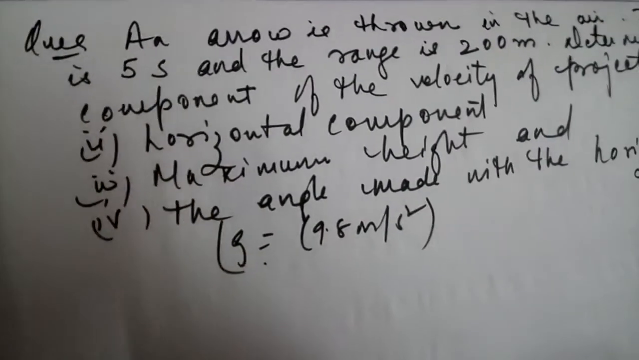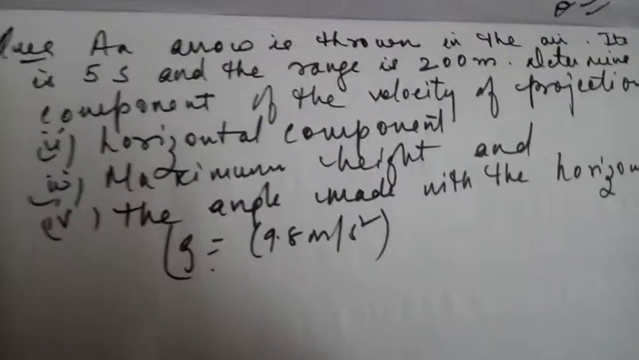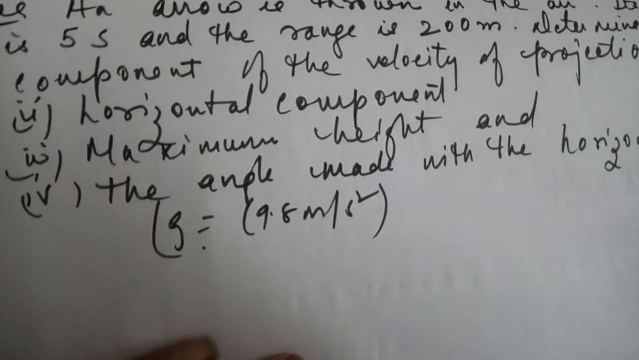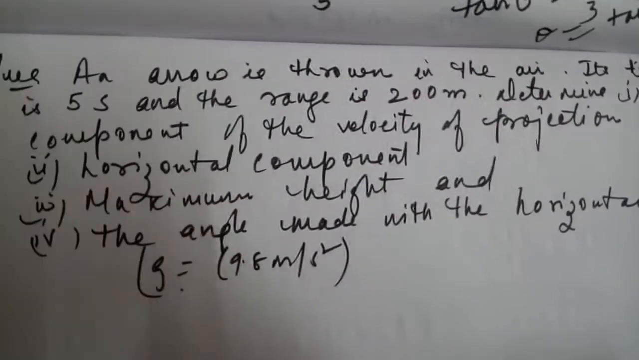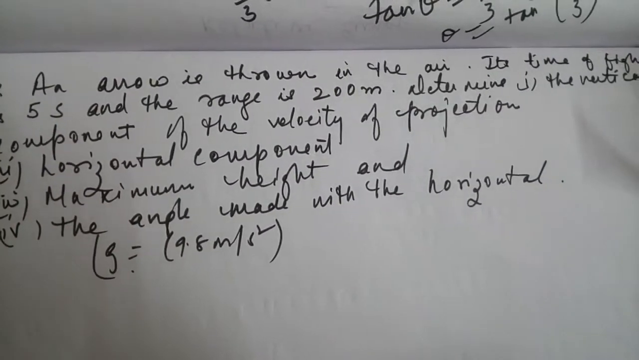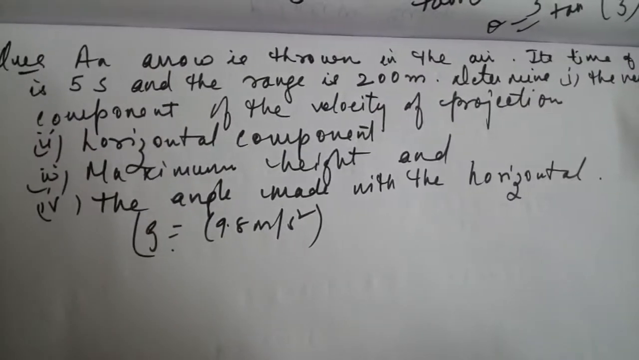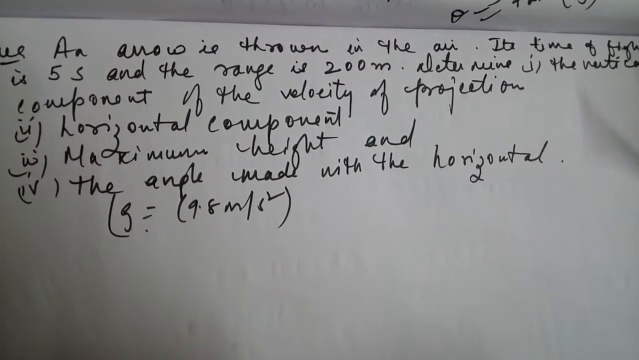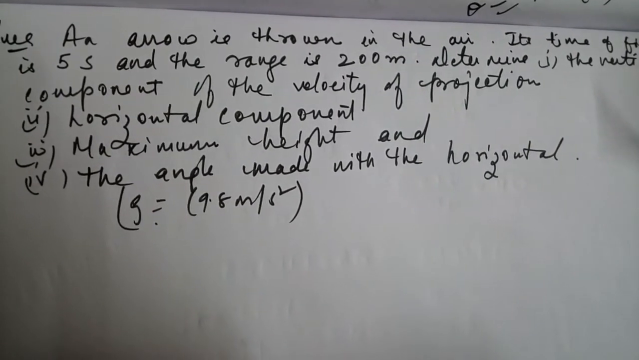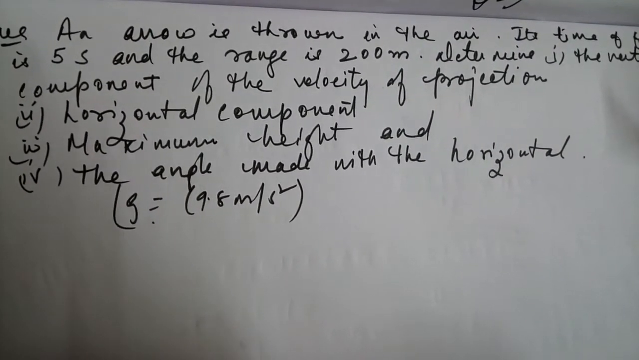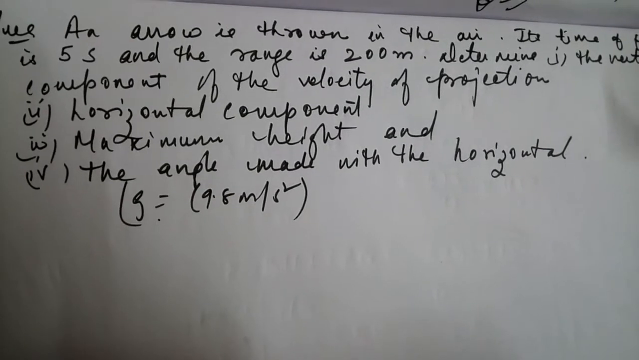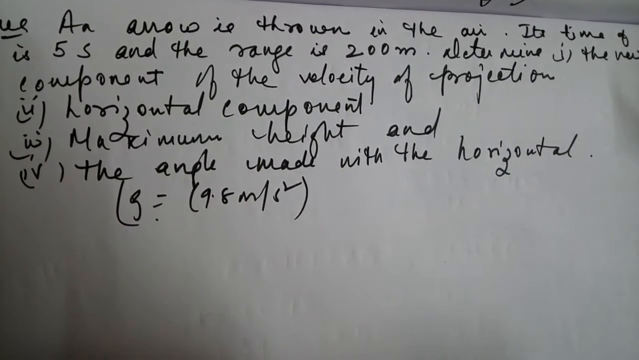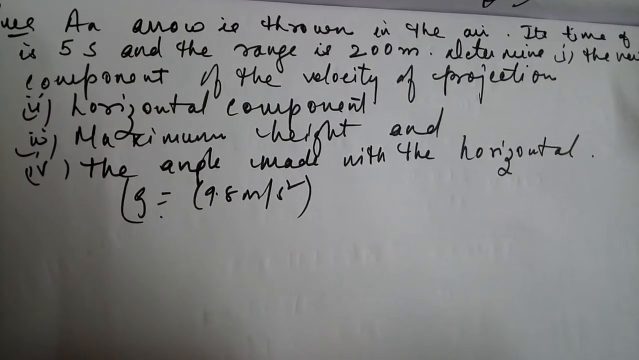What is being given here? Let me read the next question. An arrow is thrown in the air. Its time of flight is 5 seconds, and the range is given as 200 meters. So we have two values here: one is the time of flight, the other is the range.